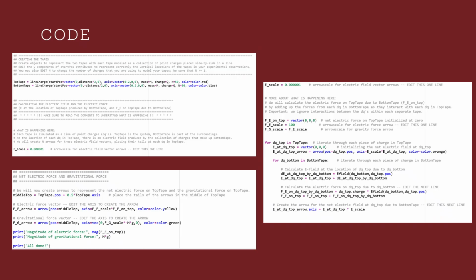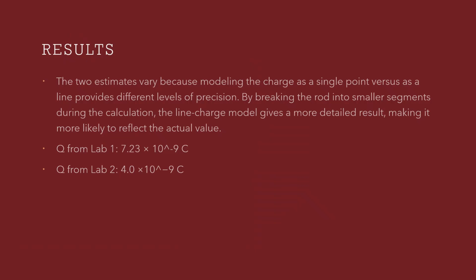Here's the second part of our code. The top left was where we created the vectors for the top tape and the bottom tape. Then the E scale. To the right here is our function that created the electric force on the top tape due to the bottom tape, and the bottom left was the creating of the arrows for the electric force as well as the gravitational force, and then some print statements for our gravitational force and electric force.